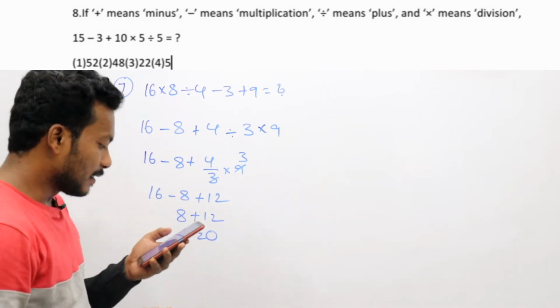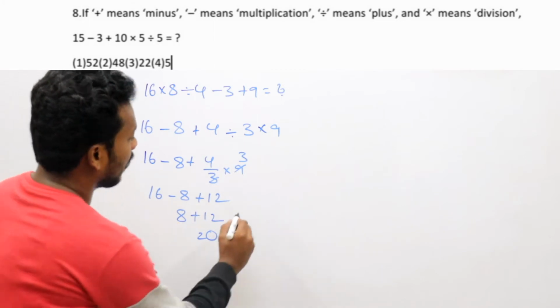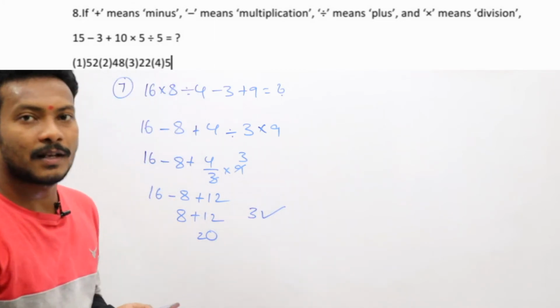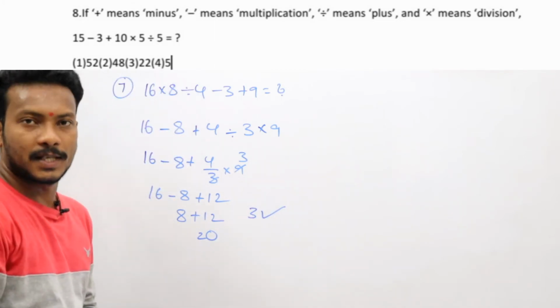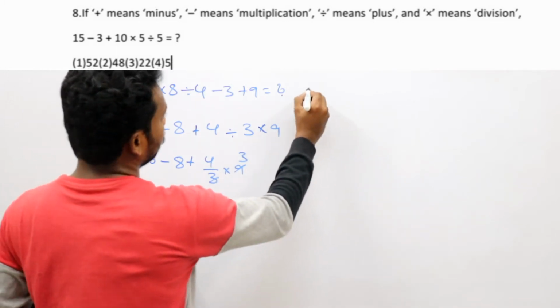20. In the seventh one, 20 is there in the third option. What is our required answer? Option 3 is our required answer. Right? Next one.